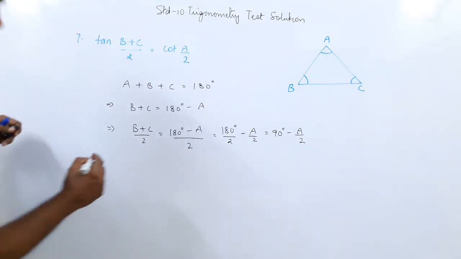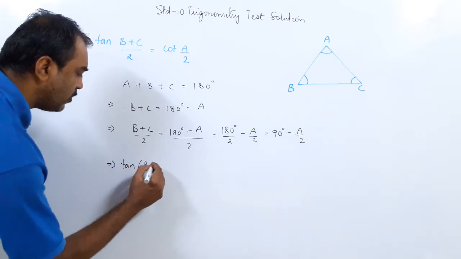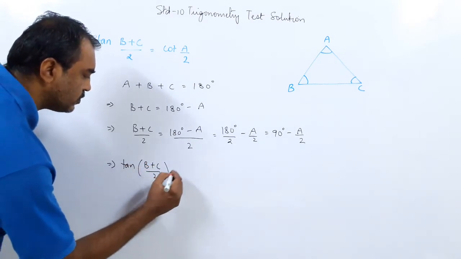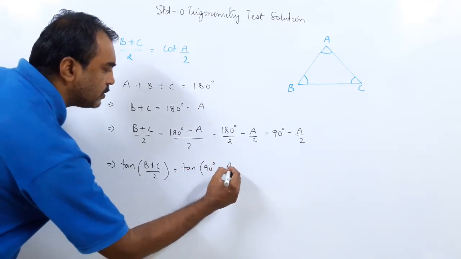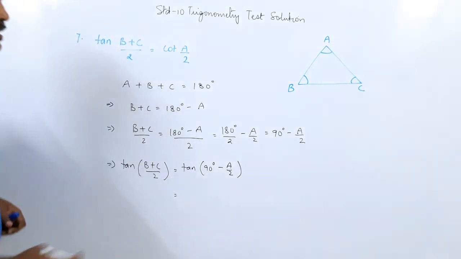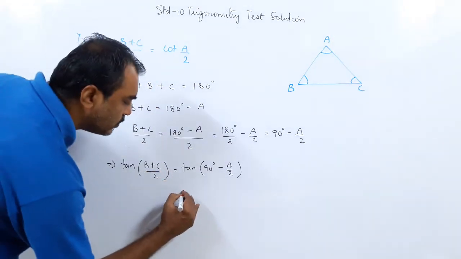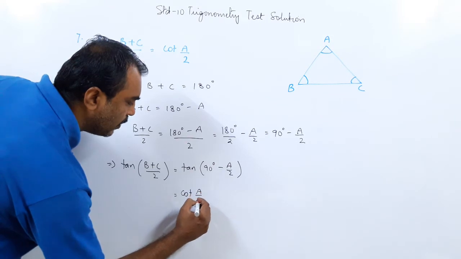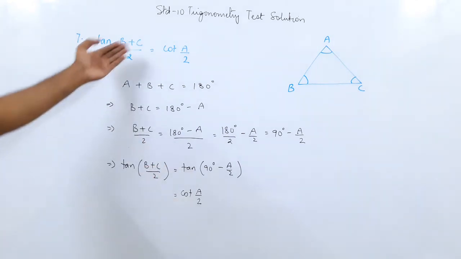I have to find tan. So I take tan on both sides. So tan of (B plus C upon 2) equal to tan of (90 degree minus A upon 2). But what is tan of (90 minus theta)? Tan of (90 minus theta) is cot theta because it is the complementary ratio. So this becomes cot A by 2. Okay, so tan of (B plus C upon 2) is cot A by 2.